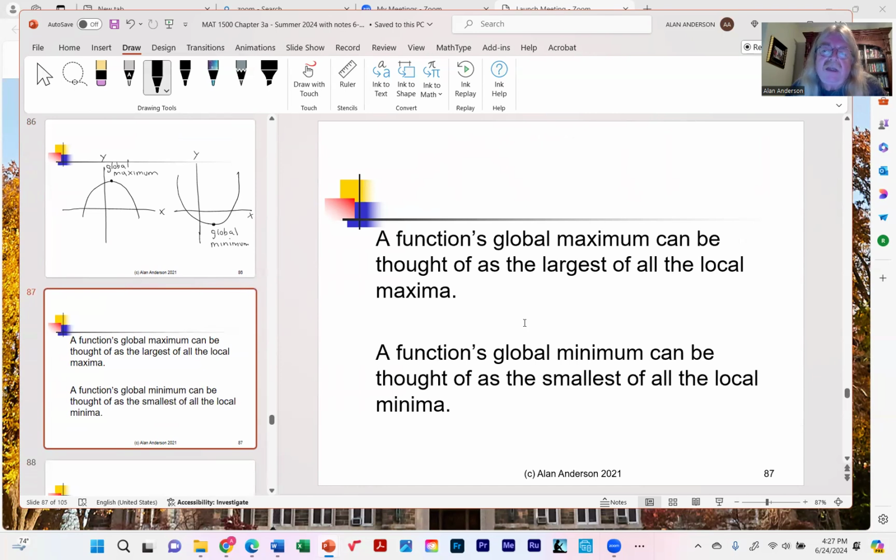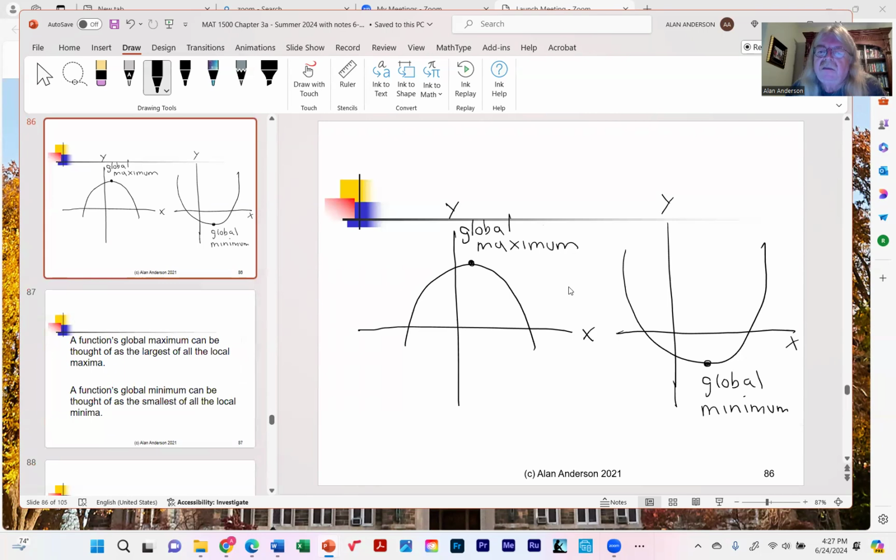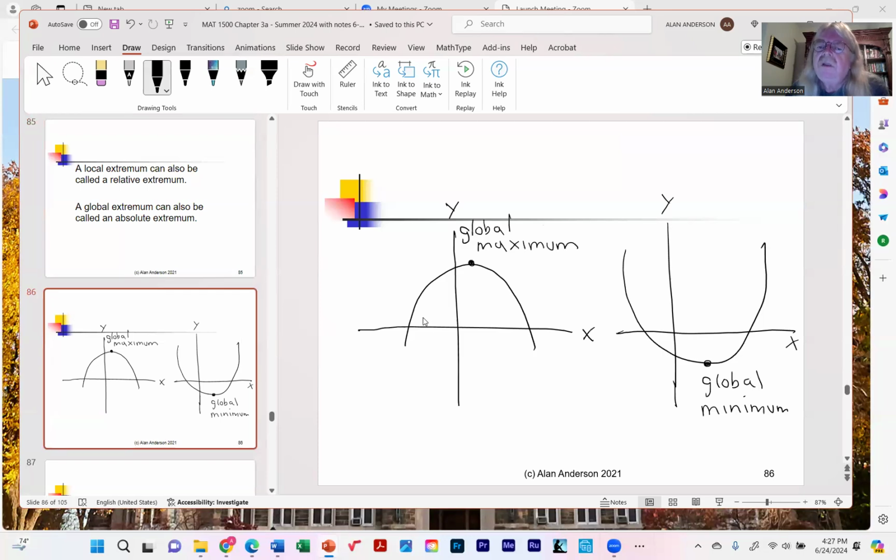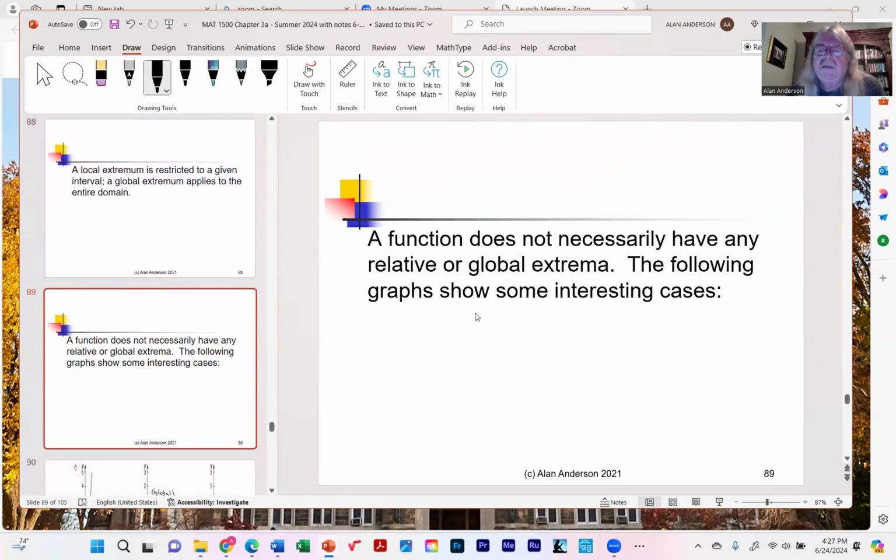Or you could think of it in a way as the global maximum is the largest of all the local maxima, and vice versa. Okay. So I guess if we'll encounter other examples of this, but if there's more than one local, then the global is the largest of the locals. Now, there doesn't have to be any extrema.